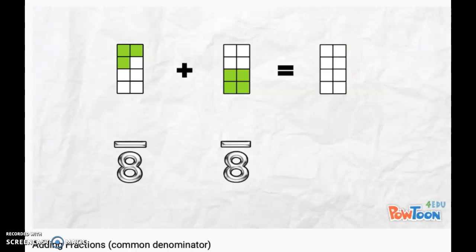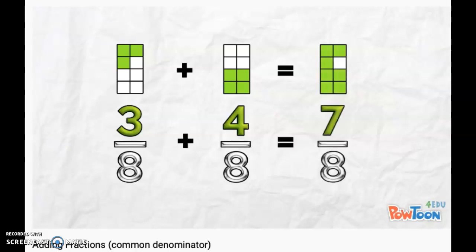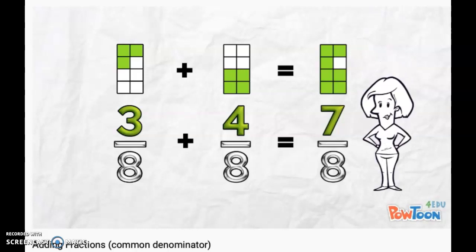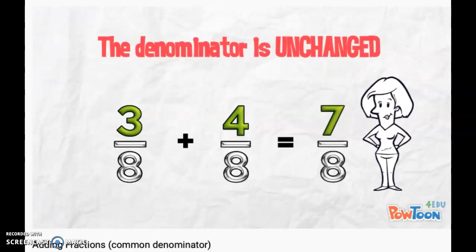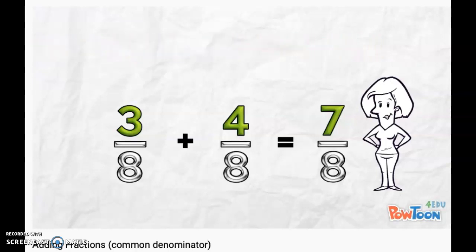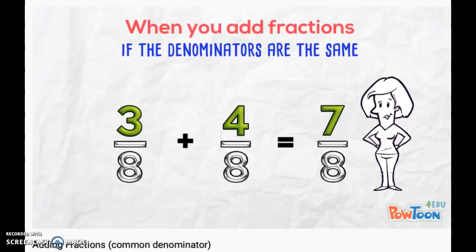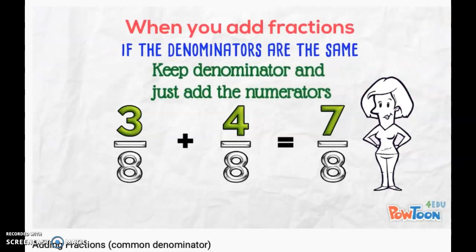We add the shaded parts to find out how many parts we've got, and that's going to be our numerator. 3 plus 4 is 7 parts out of 8. If I remove the model and we just focus on the fractions, you can see the denominator is unchanged. It stays as parts out of 8. So you can see, when you add fractions, if the denominator is the same, you keep it and just add the numerators.